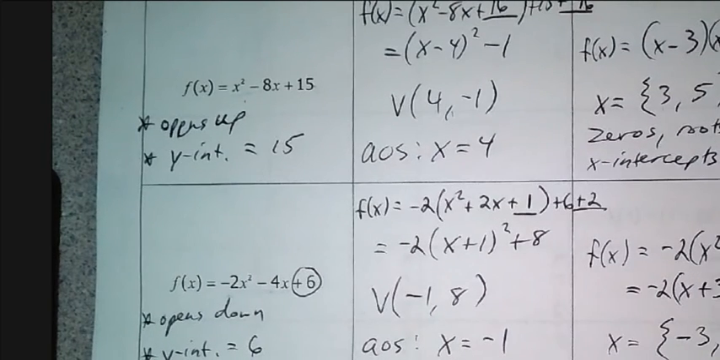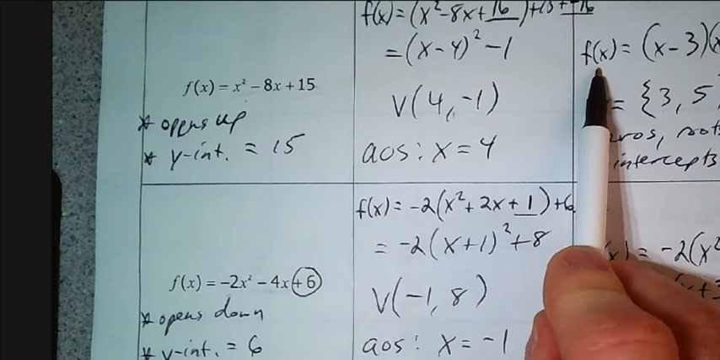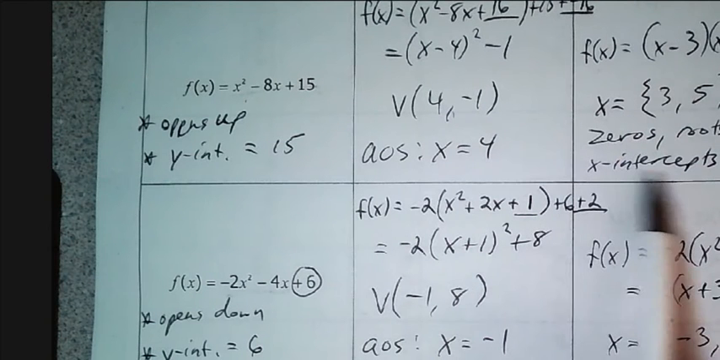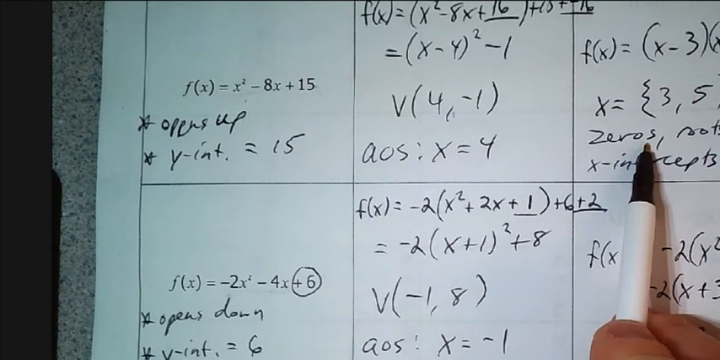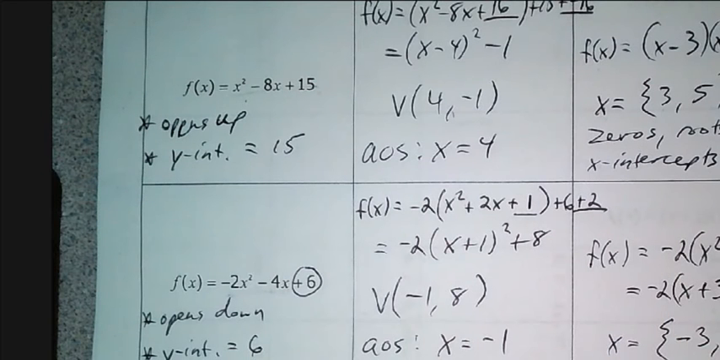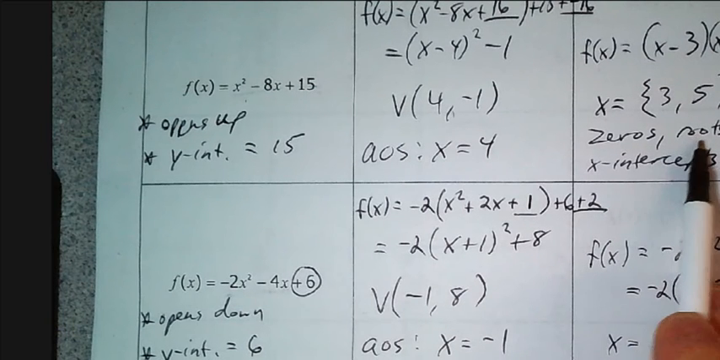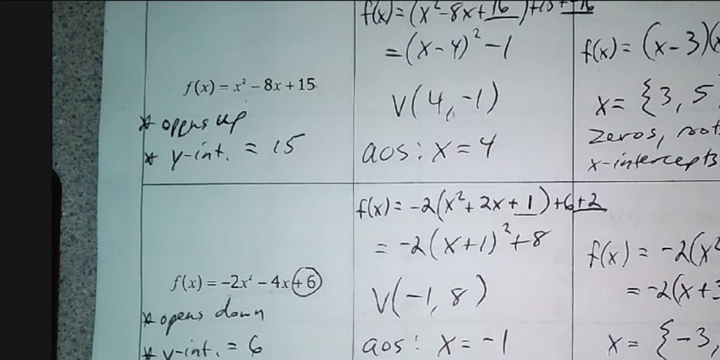If I'm dealing with function notation, I'm going to use x-intercept or 0. If I'm dealing with an equation that I have to solve, like something equals 0, I'm going to use the words roots or solutions. So they all mean the same thing, we just use them in different contexts.